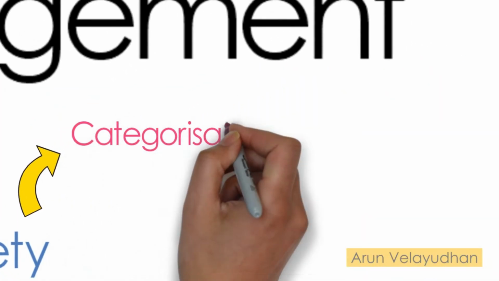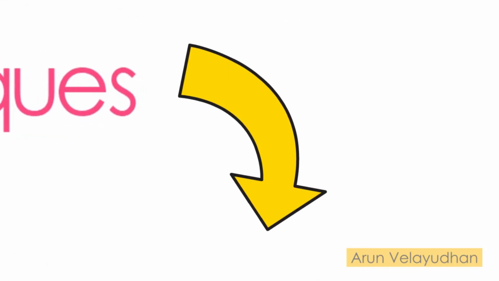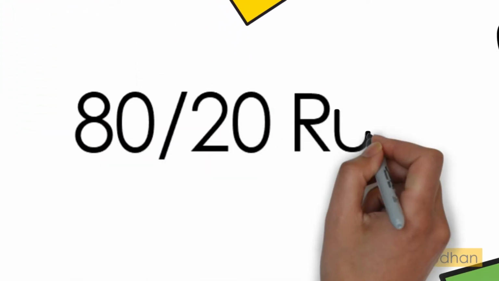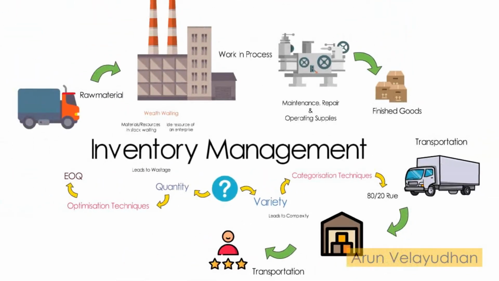Categorization techniques usually follow a guideline called the 80-20 rule. So the 80-20 rule is used to categorize inventory, and there are different specific rules that we follow on the basis of the 80-20 rule to categorize inventory.